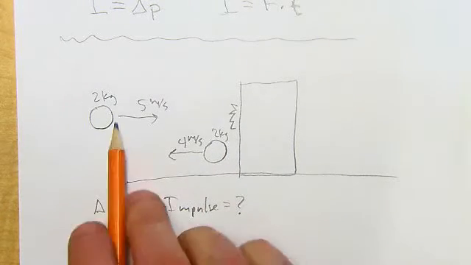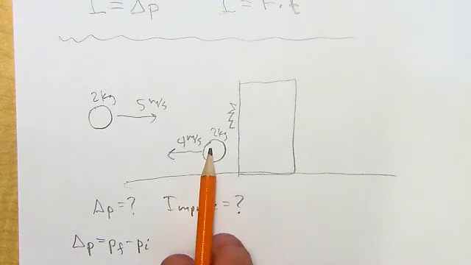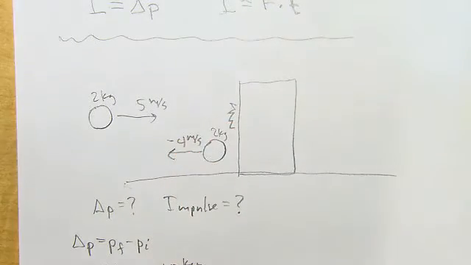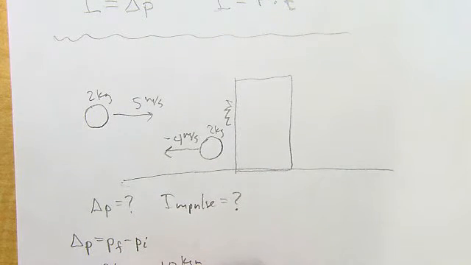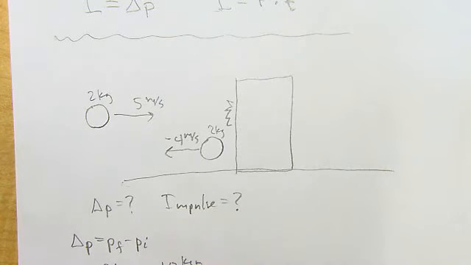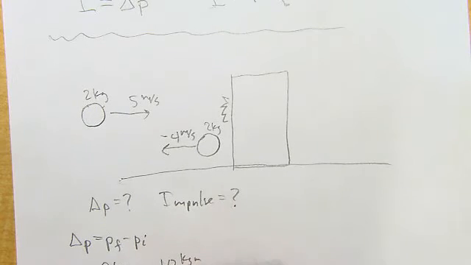Your initial momentum was 10. This is actually a negative, right? So this is actually a negative 8. So our total change is minus 18. Which makes sense again. It went from 10 to negative 8. How do you get from 10 to negative 8? Well, you go down 18. So that's our delta P.